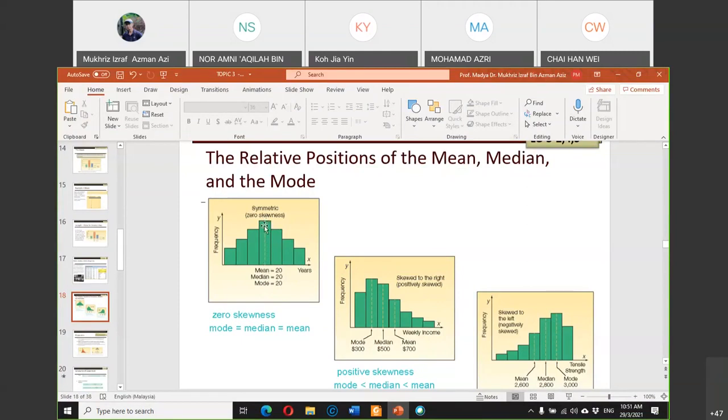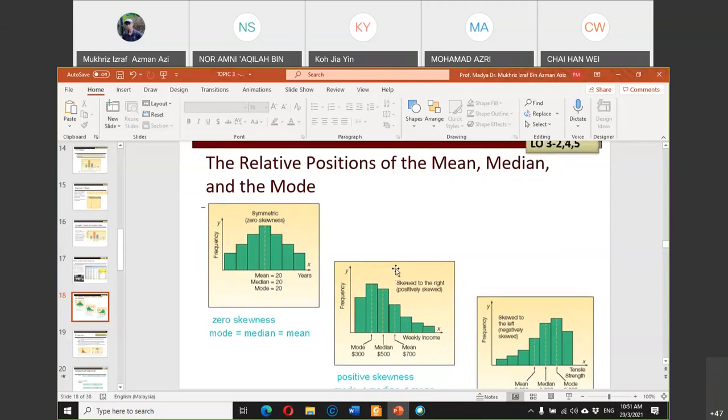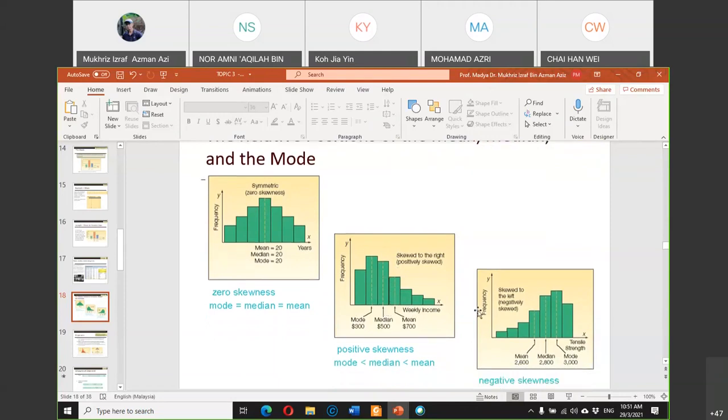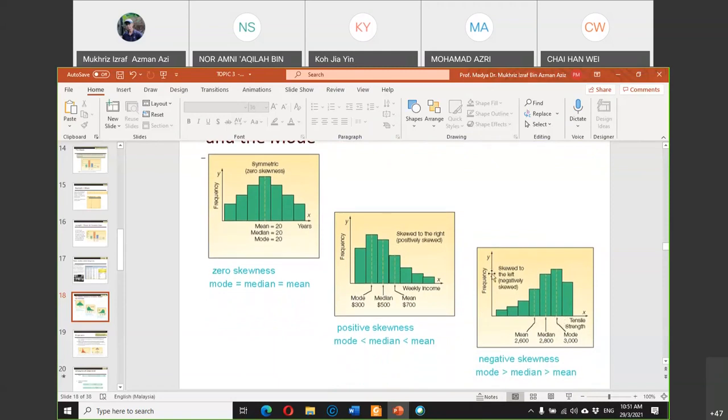So we call that data zero skewness, or not skewed. Okay, so that is what zero skewness means. But if your mode is on the left and your mean on the right, the median will always be in the middle, no matter whether it is zero skewness, positive or negative. The ones that may change position are the mode and the mean. But the median will always remain in the center.